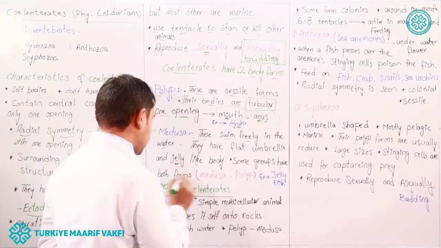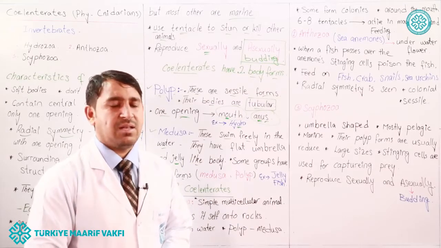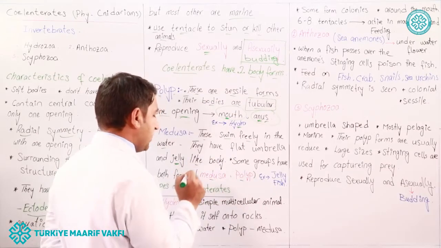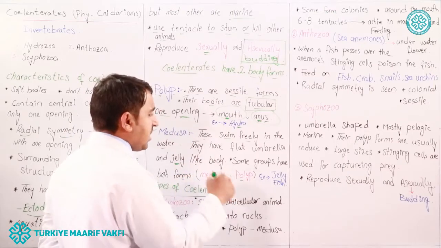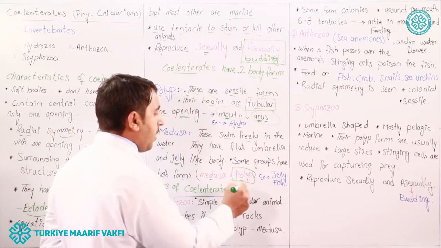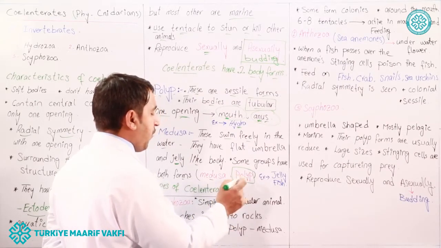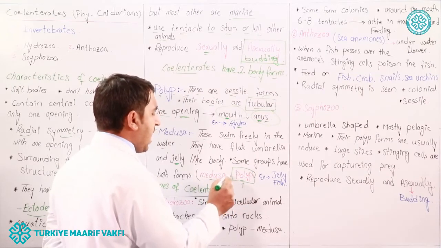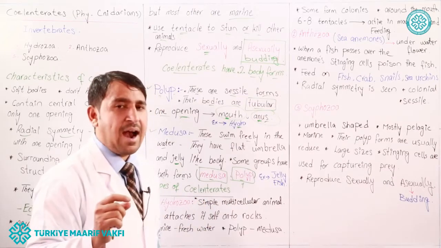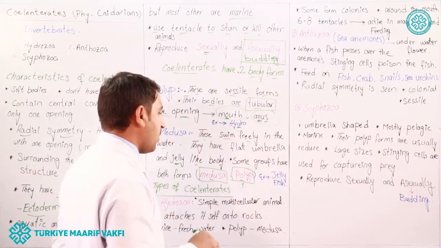So some groups have both forms. There are some groups in the coelenterates which have both forms. In the first stage of their lives, it is the polyp form. When they become adult, they are reducing this polyp form. After that, they are becoming which form? The medusa form. They are swimming, or they can move from one place to another place in the water.